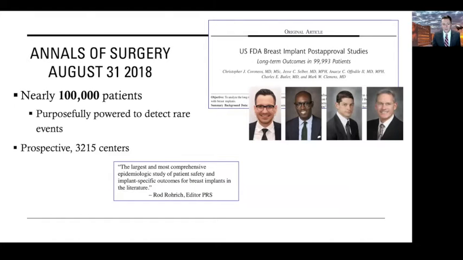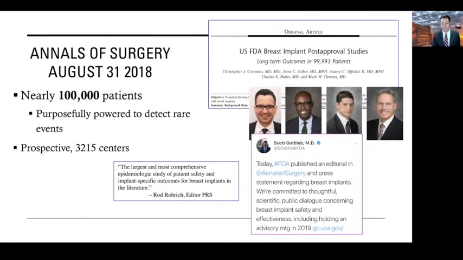At MD Anderson, we published the largest prospective study of breast implant patients to date, which was about 100,000 patients. This was described recently in a meta-analysis as the largest and most comprehensive epidemiological study of patient safety and implant-specific outcomes for breast implants in the literature. The study represented 3,200 centers. The day that it came out, it was tweeted out on Twitter by the FDA commissioner at the time, Scott Gottlieb.